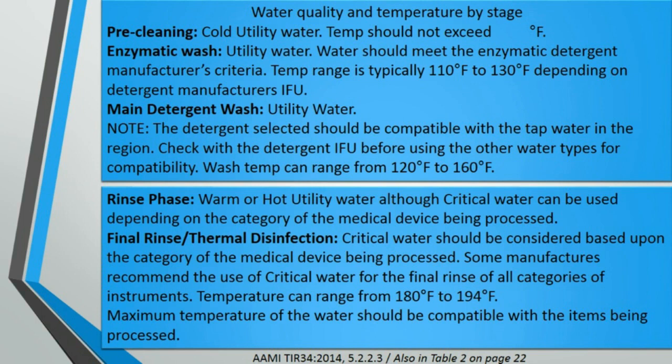And then, of course, to get thermal disinfection, we really finally do want our water to be hot. We need that at least 180 for a minute, usually 180 to 194, and that's where we're actually getting the thermal disinfection that we want out of the last part of our washer cycle. Maximum temperature of the water should be compatible with the items being processed, so please don't melt anything. That is why your washer is going to have different cycles, like the plastic cycle and things like that, because the device has to be considered for sure.